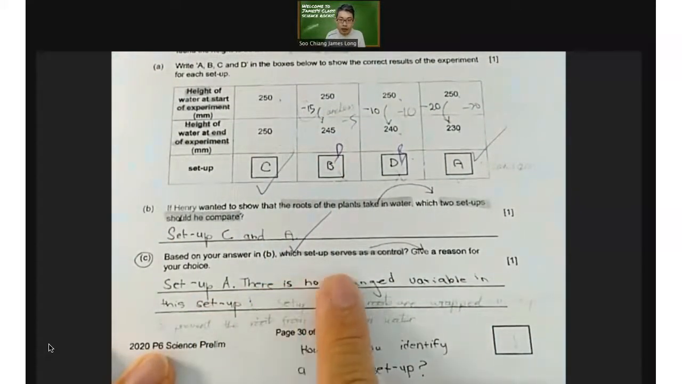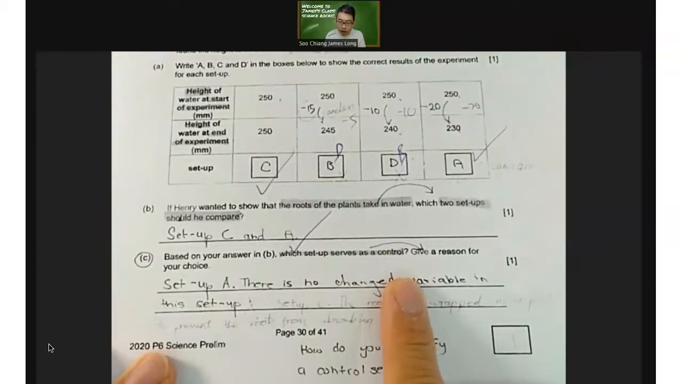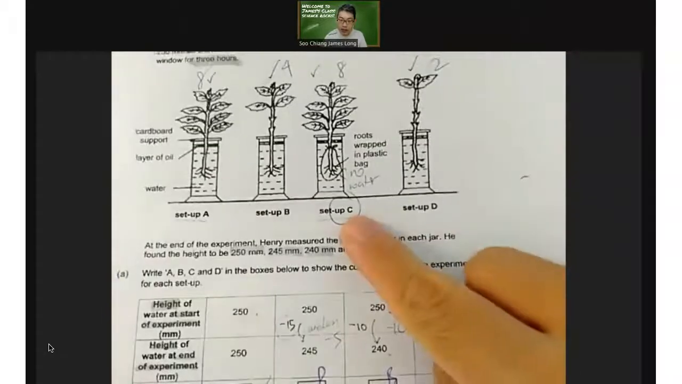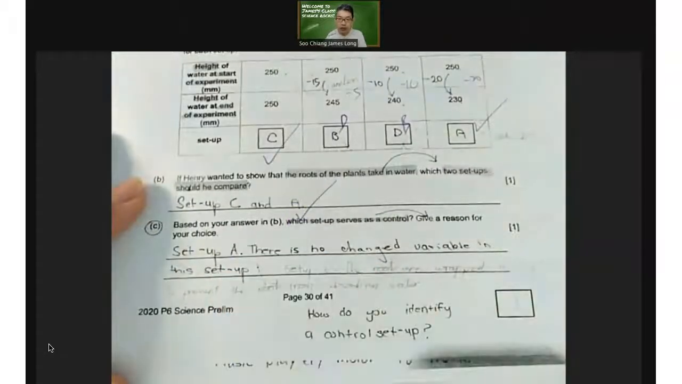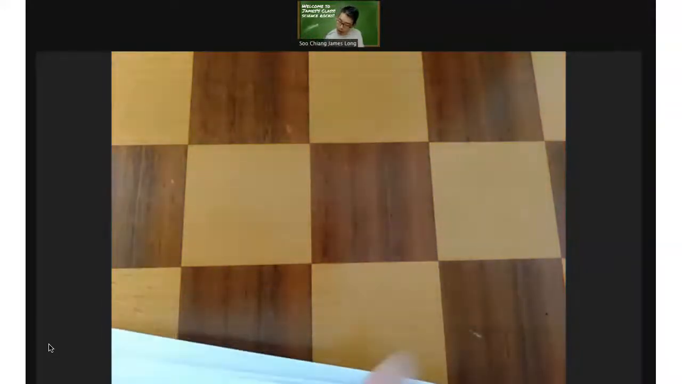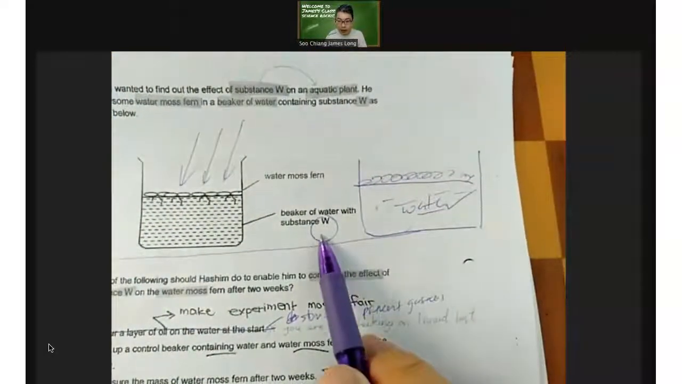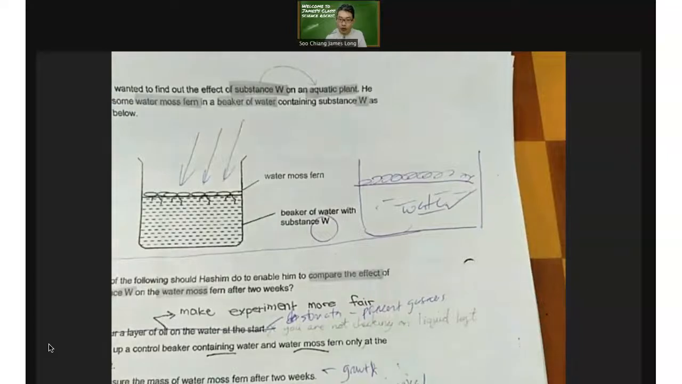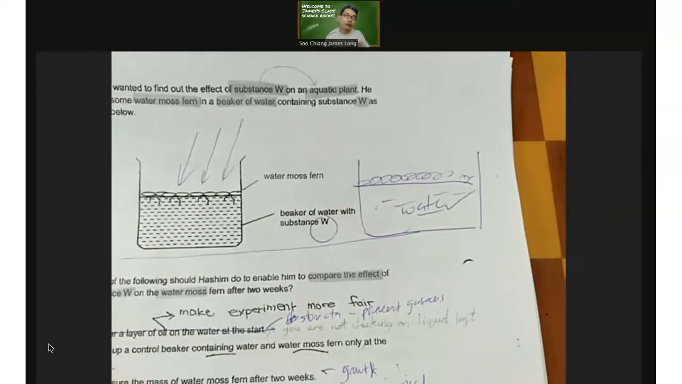Which setup serves as a control? So control, if it's B, right? Then of course your setup C is a control, not A. C is a control because the control is the one whereby you remove that variable that you want to change. Just like in this earlier question, if you want to test the effect of substance W, then the control will have no substance W. If you want to compare which brand of fertilizer can cause a plant to grow better, then your control will be a pot of plant with no fertilizer. Alright?